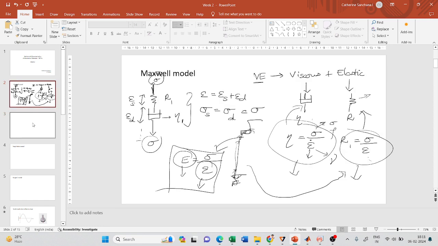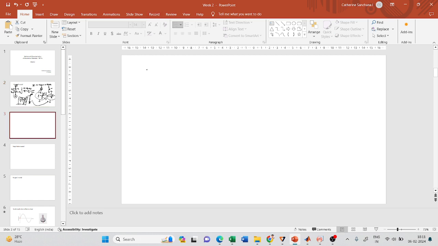Now let us see how to derive this constitutive equation. We already saw that epsilon is equal to epsilon s plus epsilon d, right? We know what epsilon s is. From the spring, we know that epsilon s is equal to sigma s divided by r1. What is sigma s? Sigma s is nothing but sigma, since sigma is the same. So sigma divided by r1 will be my epsilon s. What is my epsilon d?